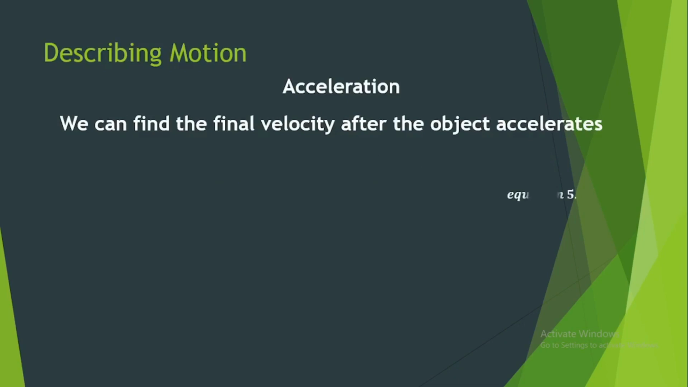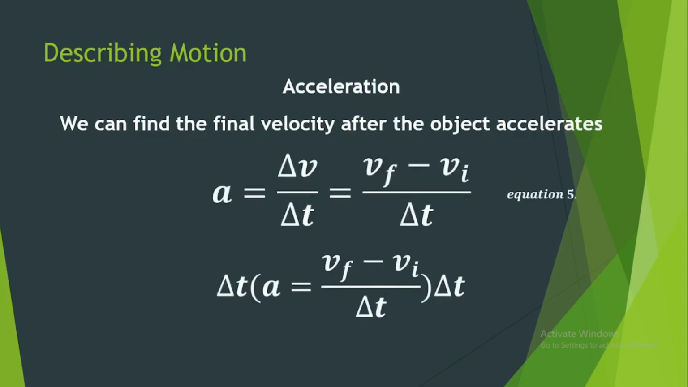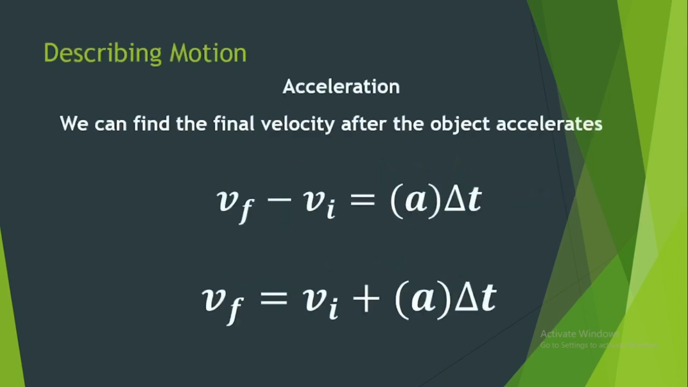We cross-multiply delta t to the left-hand side of the equation, giving us a times delta t is equal to final velocity minus initial velocity. We can solve for the final velocity, and it is equal to v sub f is equal to v sub i plus a times t. This is our equation 6.